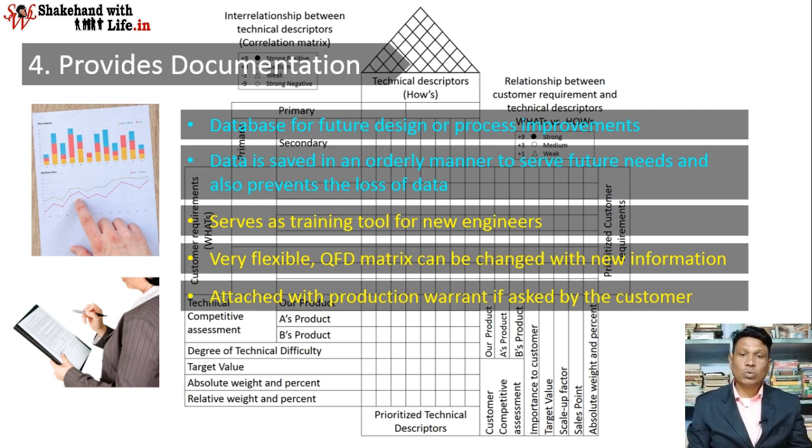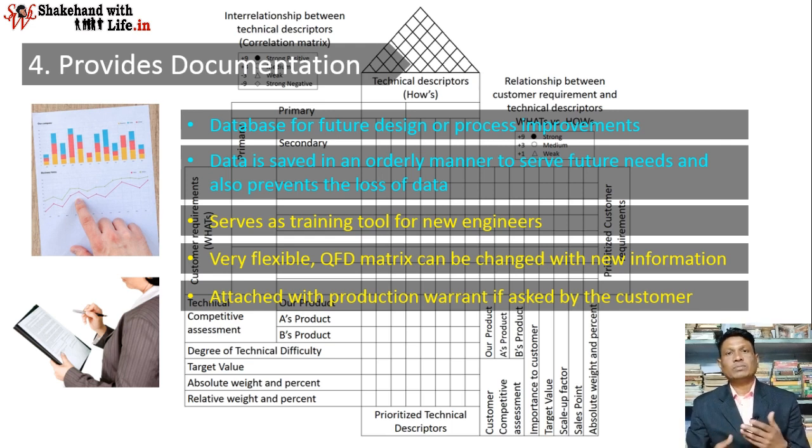We have the customer requirements, we have the technical descriptors. In a systematic way, we have the customer competitive assessment data, we have the prioritized customer requirements data, we have the technical competitive assessment data, we have the prioritized technical descriptors data in house of quality. And we have the interrelationship matrix of the technical descriptors. Also, we have the metrics for customer requirements and technical descriptors relationship.